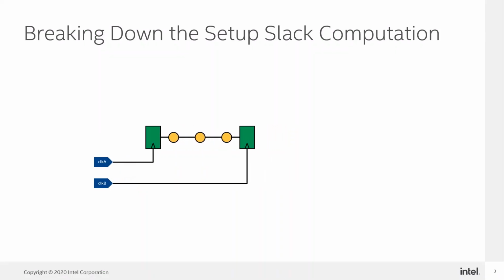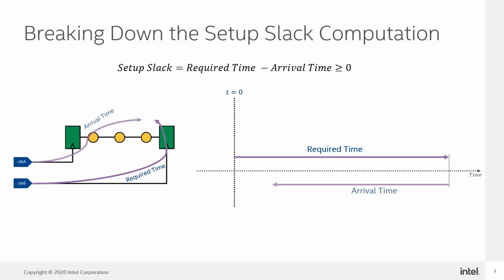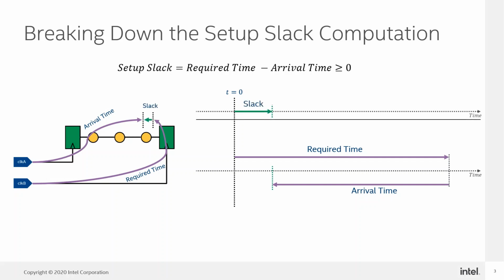The first thing we have to do is compute the path's setup slack, which is composed of two measurements. First, we have the path's required time, which is the time for the destination clock to enter and propagate through its clock network and get to the destination register. Then we subtract from that the path's arrival time, which is the time for the source clock to enter and propagate through its clock network to get to the source register, as well as the time for the source register's data to propagate through the data path and get to the destination register. The difference between these two times is the slack.